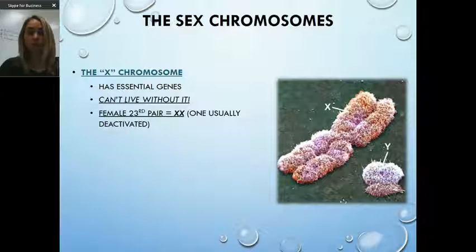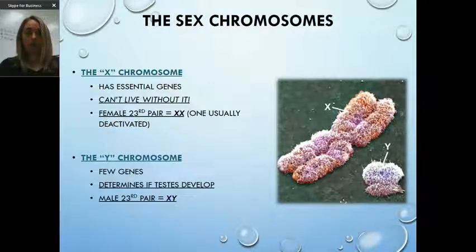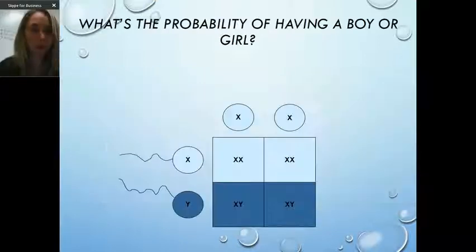Females have two X chromosomes, and one of them is usually deactivated, and the information from the other is what your body's using. The Y chromosome is very small here, and it basically determines if the person is going to develop testicles. So if you have a Y chromosome, you develop into a male with male secondary sexual characteristics. So we're going to move on to sex-linked here and figure out what the probability is of having a boy or having a girl.